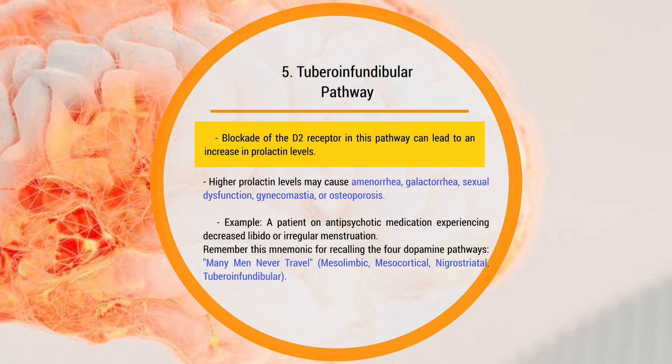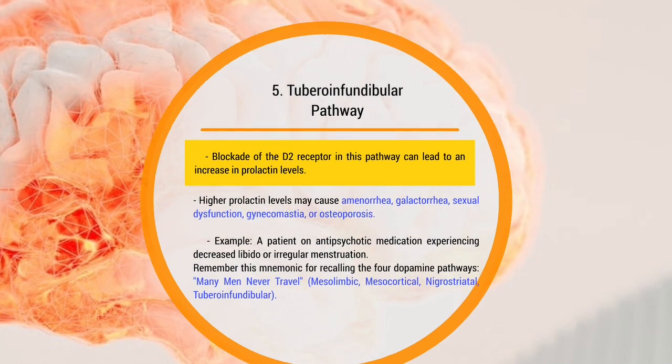See, in this pathway, when you have a blockade of D2, your D2 is going down, you would have an increase of prolactin levels. So higher prolactin levels cause amenorrhea, galactorrhea, right? Sexual dysfunction, gynecomastia, and or osteoporosis. So this is important to know. It's important that you know when you have the problems here is because of an increase in prolactin levels, right?